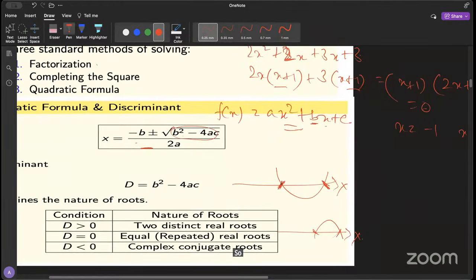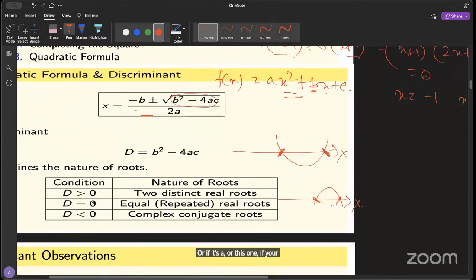So if your roots are distinct, then your parabola looks like this, or this one. If your discriminant is 0, that means if this entire thing turns out to be 0, then you have either this case. I should draw this here. This is the x-axis, and your parabola would be this.